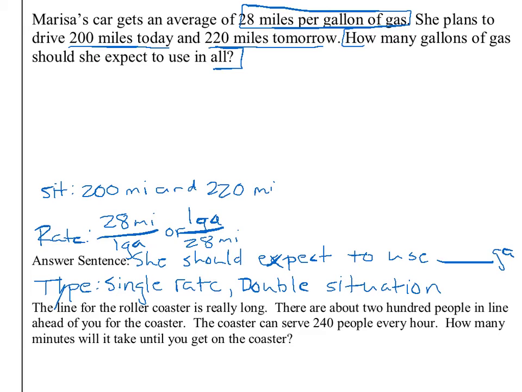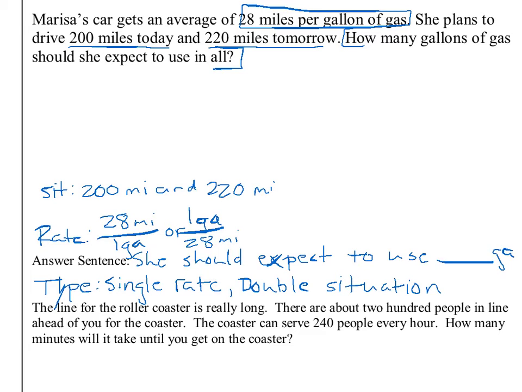Mr. Posey asks, can we just add them together? Does it all happen at the same rate? Do the 200 miles and the 220 miles all happen at the same rate? One's yesterday, one's today, but does it matter what day it is? Is her car still going to get 28 miles per gallon? Yeah, so we can actually put that all together. Because it's happening all at the same rate, we can combine them. Or, if you feel more comfortable, you can not combine them.